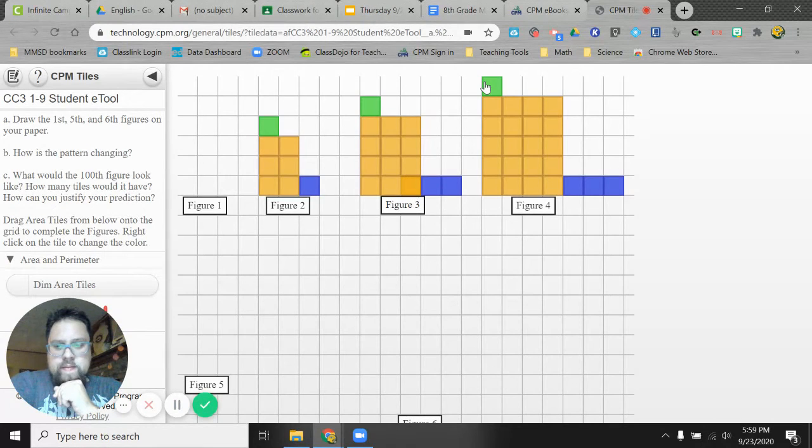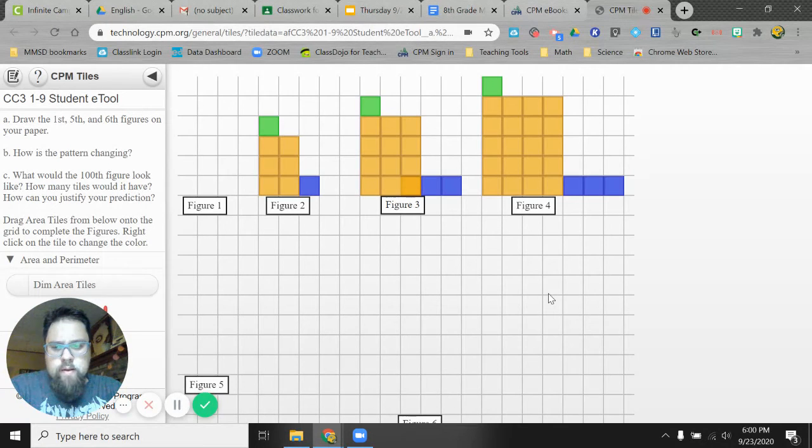Okay? The next easiest part to figure out is the blue part. So in figure 2, the blue part is 1. In figure 3, the blue part is 2. In figure 4, the blue part is 3. Okay, so think about how the blue tiles relate to the figure number. It seems to me that figure 2 was 1, figure 3 was 2, figure 4 was 3. I can assume that in figure 50 there would be 49 blue tiles. In figure 65 there would be 64 blue tiles. In figure 2000 there would be 1999 blue tiles.